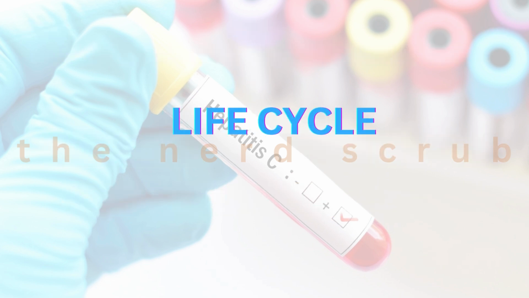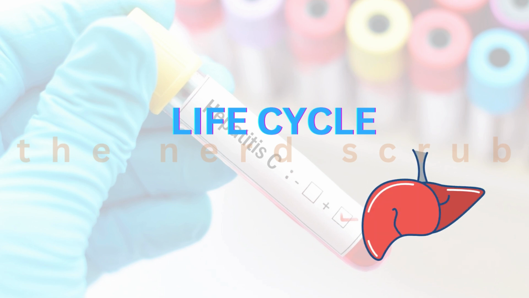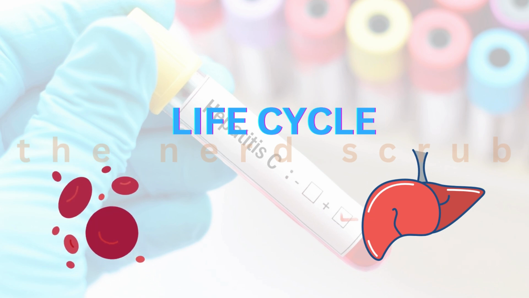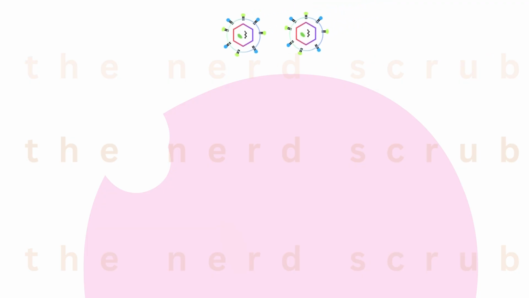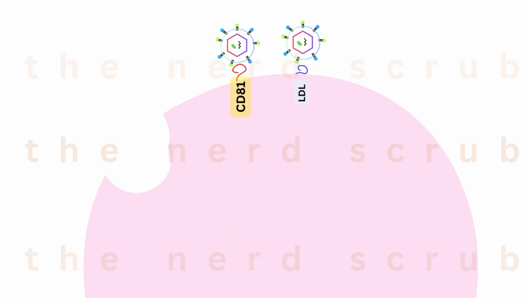Now, let's talk about the replication cycle, or you can say the life cycle. Hepatitis C virus mainly replicates in the liver cells, and sometimes it can replicate in blood cells as well. First of all, the virus enters the host cell through the interaction between viral glycoproteins and host cell molecules like CD81 and LDL receptors. And the virus comes inside by the process of endocytosis.